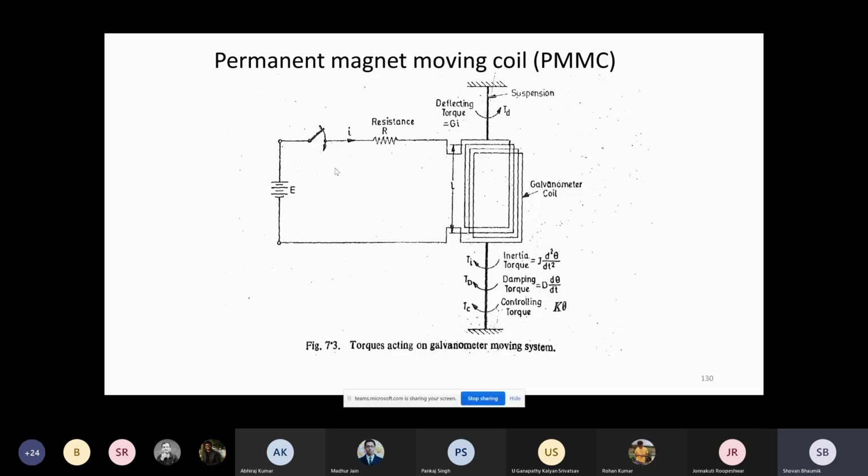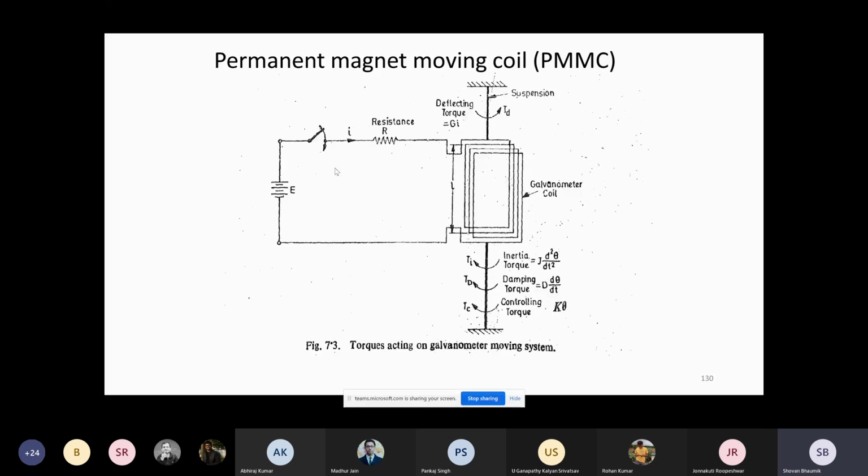You see the deflecting torque, which is TD, which is GI, G multiplied by current I. So you have a suspension, and once a deflecting torque occurs, there are three restoring torques. One is the inertia torque, because once the deflecting torque happens, the inertia comes into play and it will oppose the deflection, and that will be J d²θ/dt².